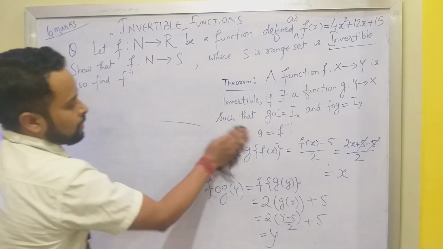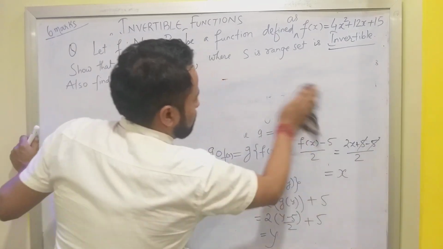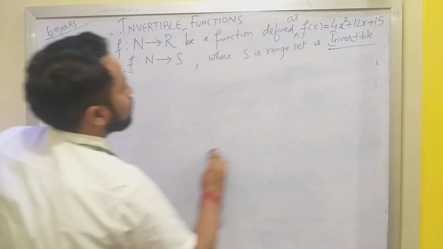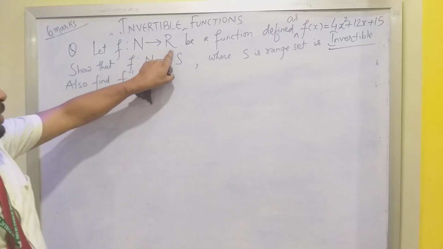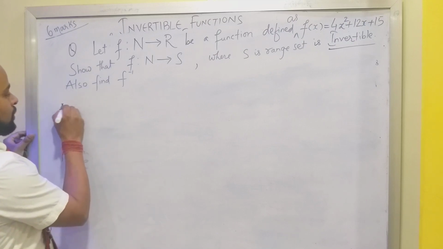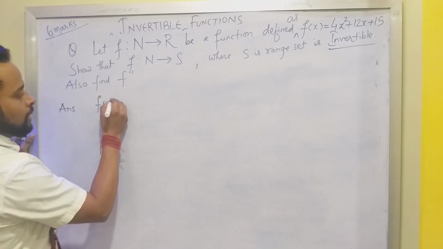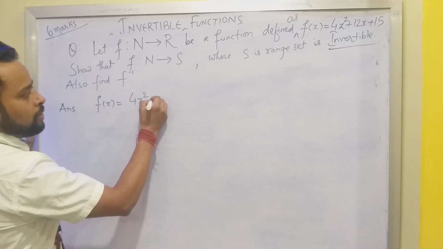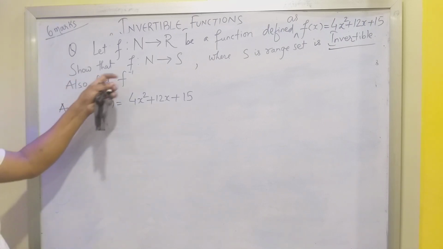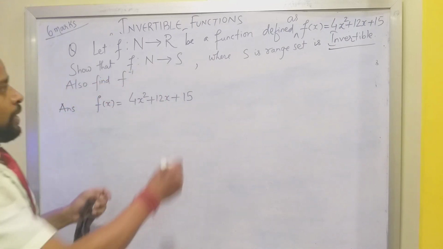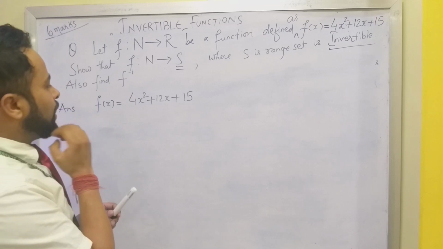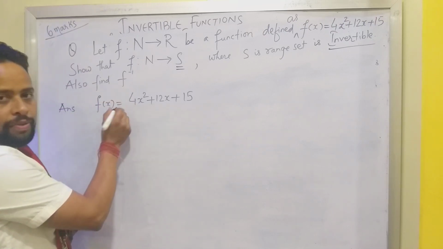The question says, f is a function from natural numbers to real numbers defined by f of x equals 4x square plus 12x plus 15. Show that f from N to S, where S is the range set, is invertible. Now I need to find an inverse function of this first.